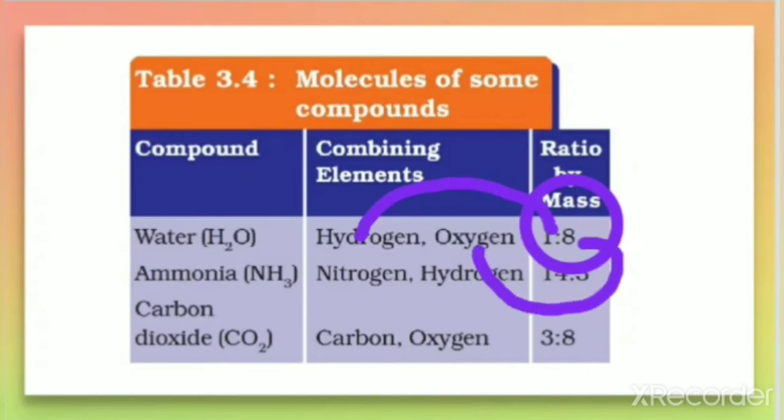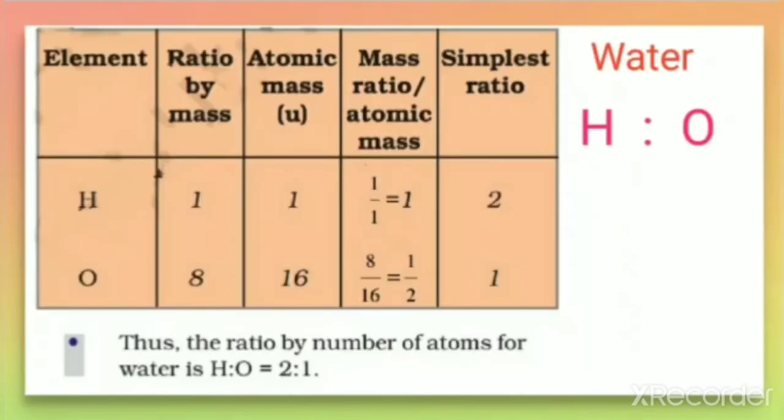In the table you have to write it in the same order. For hydrogen it is 1, for oxygen it is 8. So we'll write it in the table. For hydrogen it is equal to 1, for oxygen it is equal to 8. This is the value which we found from the previous table. Now we have written the values in the second column.